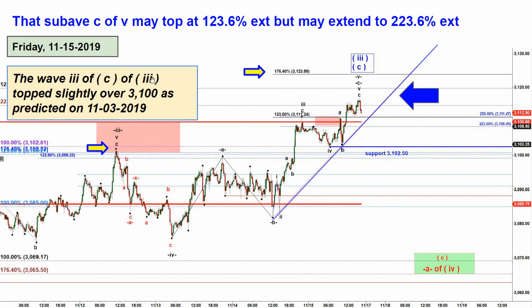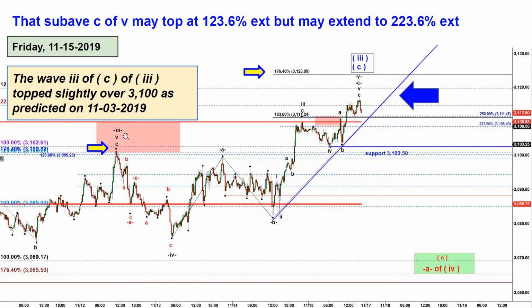This is the actual chart. You can see here that minor wave 3 has tagged the first target, 3100. That 3100 target was predicted on November 3rd, and we can see that the actual price tagged that target on November 12th, 9 days later.